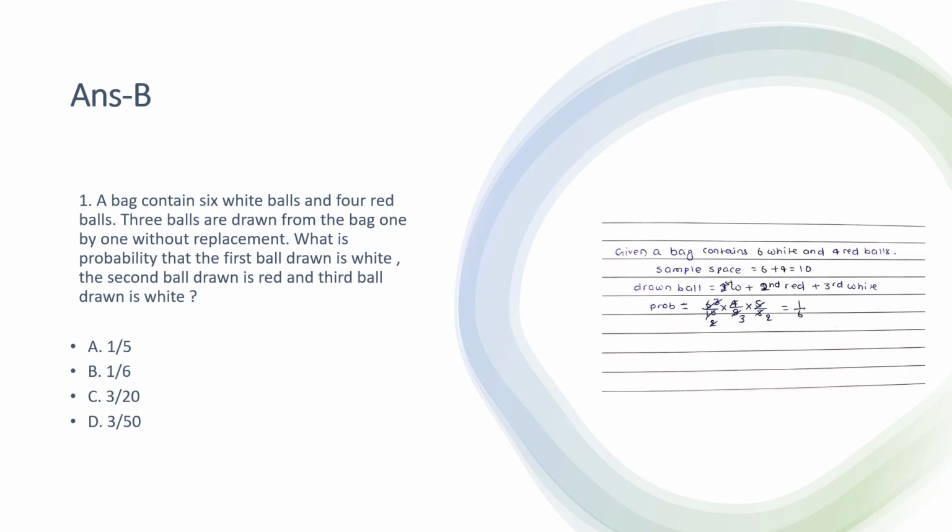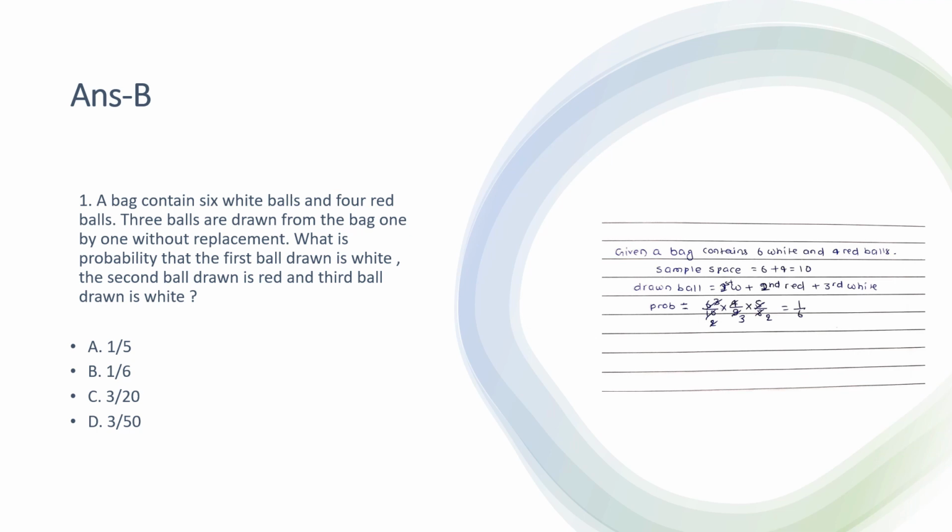So the first question is about probability. It is asking to calculate the probability if we have a bag containing 6 white balls and 4 red balls, and we draw three balls from the bag without replacing them. It is asking what is the probability that the first ball drawn is white, the second ball is red and the third ball is white.